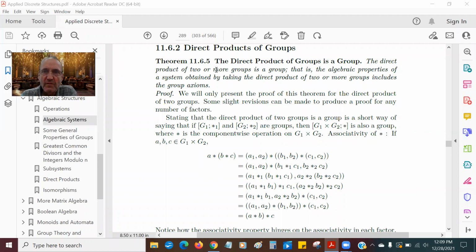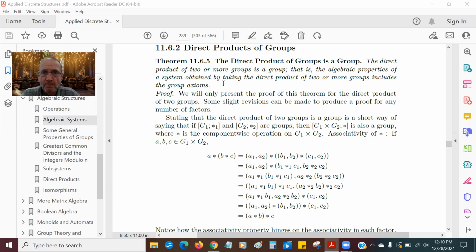Okay, now here's a great theorem. The direct product of 2 or more groups is a group. The algebraic properties of a system obtained by taking the direct product of 2 or more groups include the group axioms, which means it's a group. So we're going to present a proof just with 2 groups. And once you see the proof with 2 groups, you can generalize that to more than 2 groups, just tweak it up a little bit.